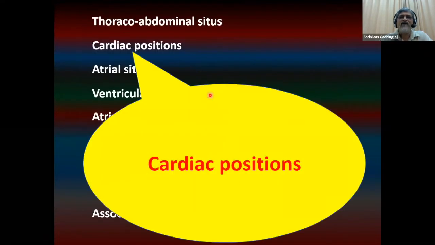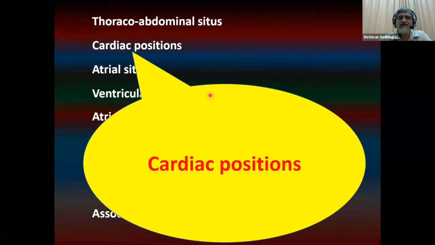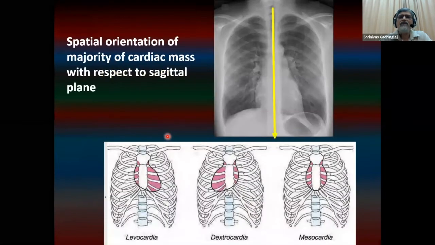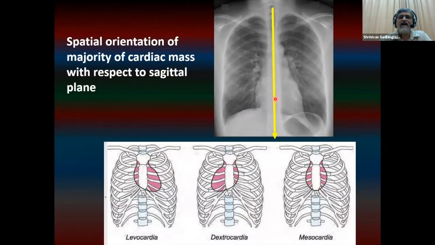Now coming to the cardiac positions. In cardiac positions, we want to know two things. One, what is the spatial orientation of the cardiac mass, and what is the long axis of the heart. Now if you put a sagittal plane, the cardiac mass can be on the right side of the hemithorax or it can be on the left side of the hemithorax.